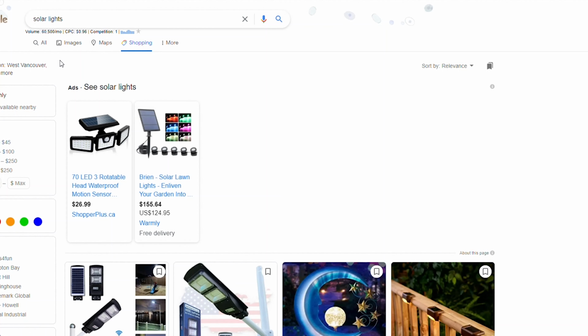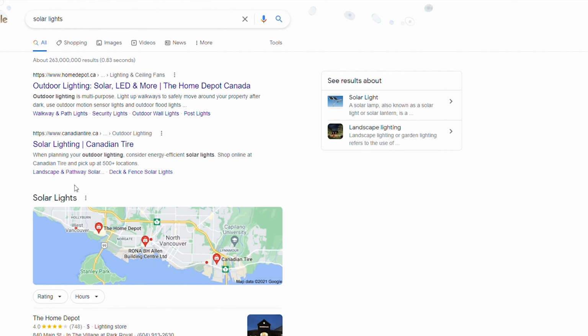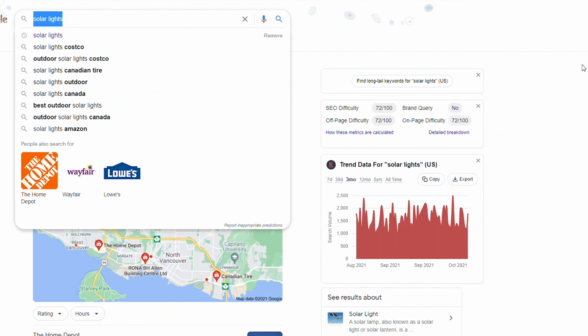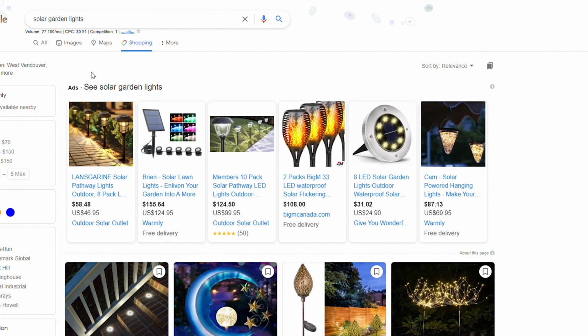So now let's do some research about these solar lights for garden, and it shouldn't necessarily be the same exact product, as I was saying. So maybe you can find something better. The main keyword, which is solar lights, has 60,000 monthly searches, which is really good. More than 40,000, less than 100,000, as I said. And let's see if we can find other, more specific keywords, like solar garden lights. Well, this one has 27,000 monthly searches, which is perfect.